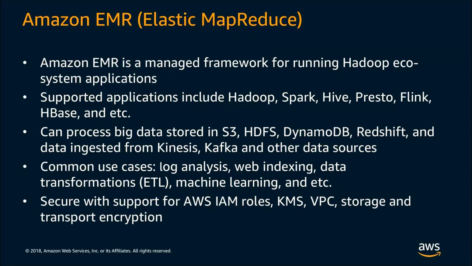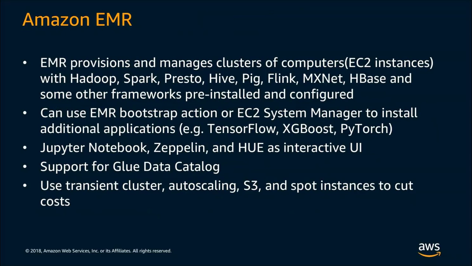EMR is secure with support for AWS IAM roles, KMS, Key Management System, VPC, Virtual Private Cloud, and storage and transport encryption. EMR provisions and manages clusters of computers, EC2 instances, with Hadoop, Spark, Presto, Hive, Pig, Flink, MXNet, HBase, and some other distributed computing and machine learning frameworks pre-installed and configured. For applications not supported or not yet supported, such as TensorFlow, XGBoost, PyTorch, you can use the EMR Bootstrap action or the EC2 Systems Manager to install them.